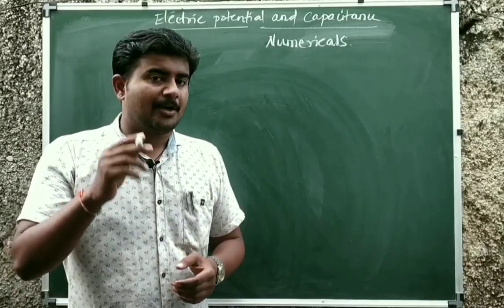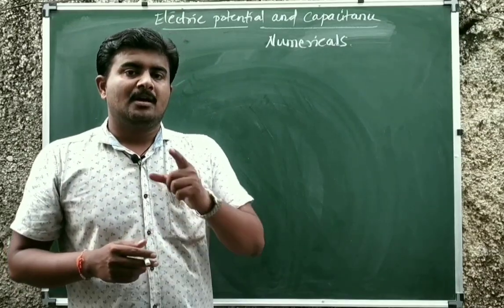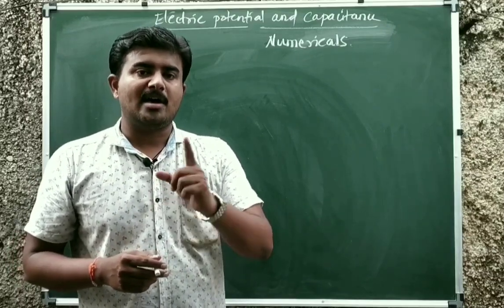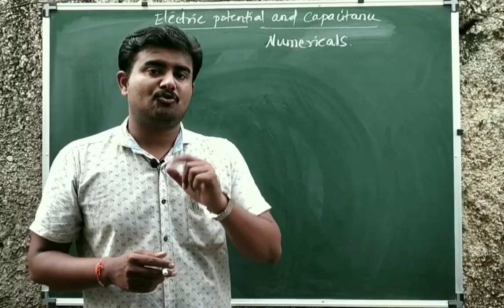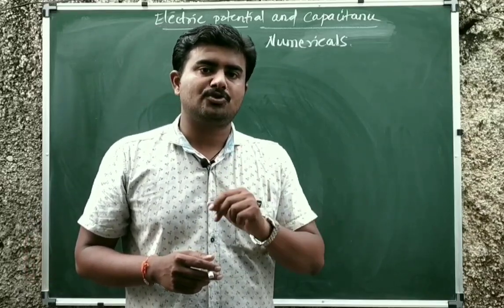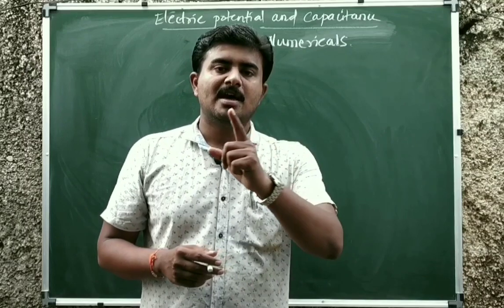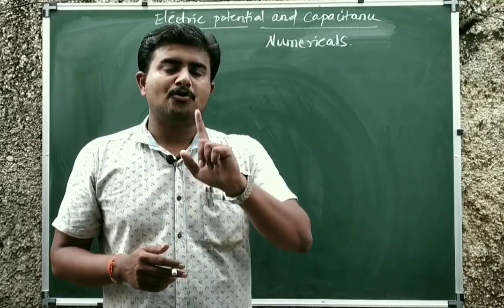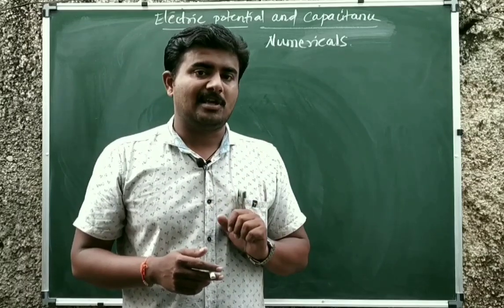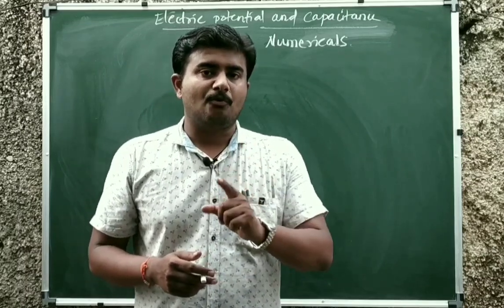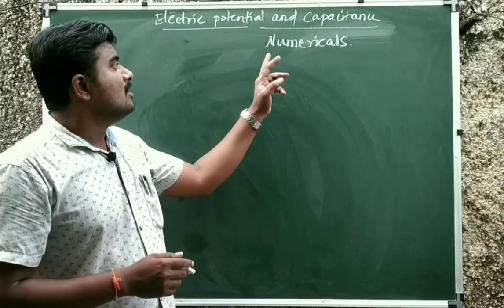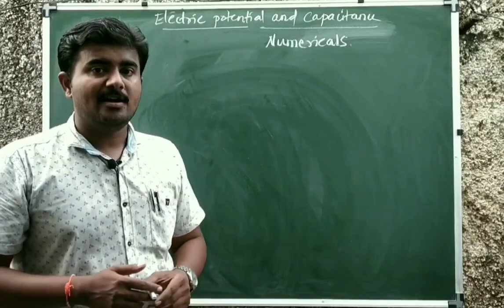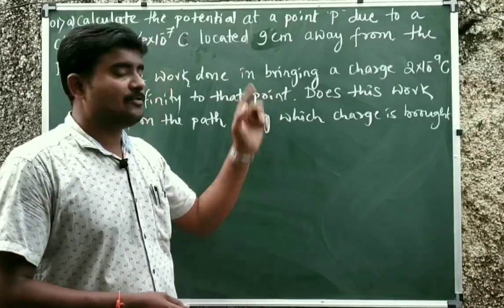Please do remember, my dear students, in your final theory examination, one 5-mark numerical will be there from the unit electrostatics. Electrostatics has two chapters, that is electric charges and fields, and electric potential and capacitance. From these two chapters, one 5-mark numerical will be there in your final theory examination. So we shall have a look at some of the most frequently asked numericals of electric potential and capacitance. This is our first numerical.